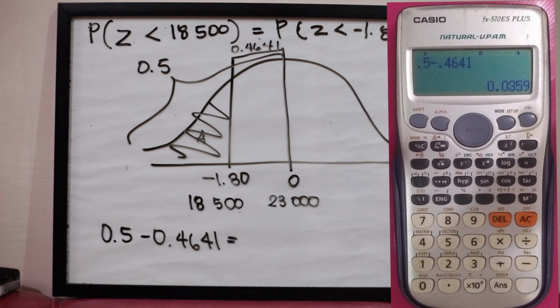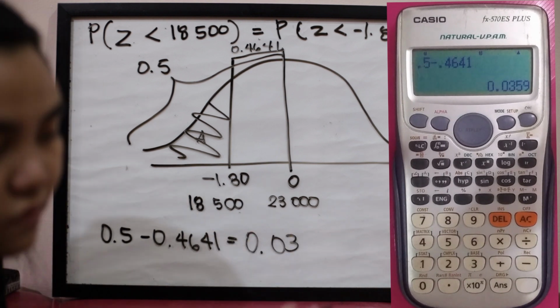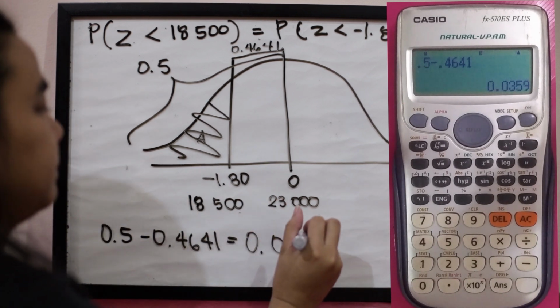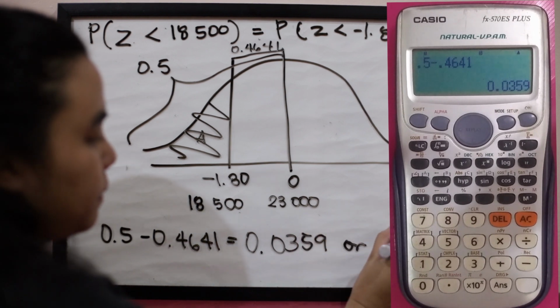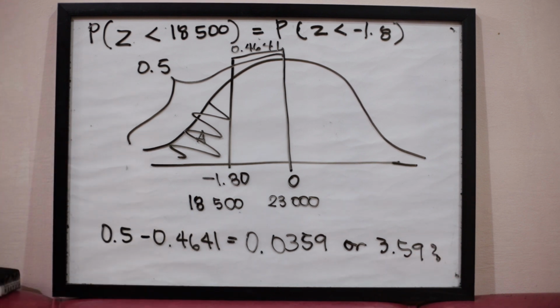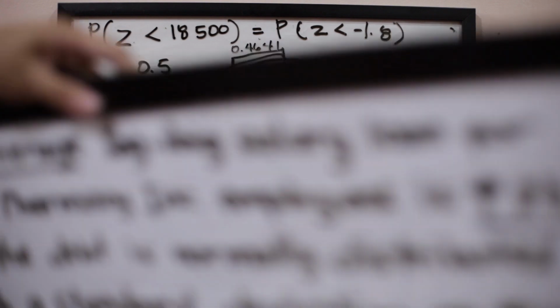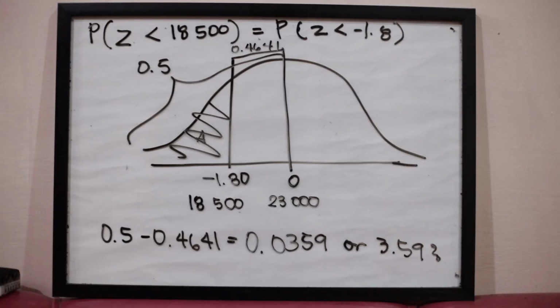The answer is 0.0359, or this is 3.59%. So, in conclusion, the probability that the employee owes less than 18,500 is 3.59% or 0.0359.